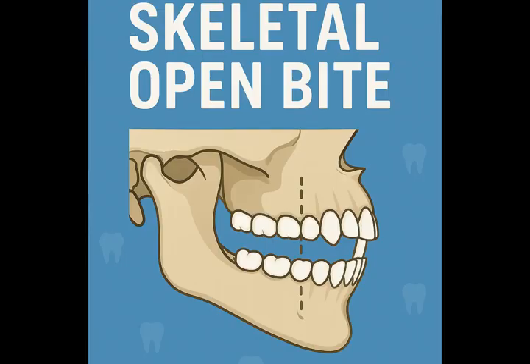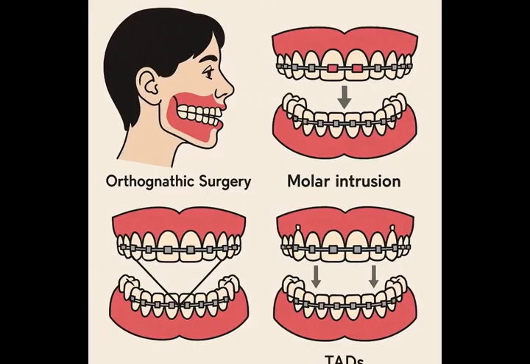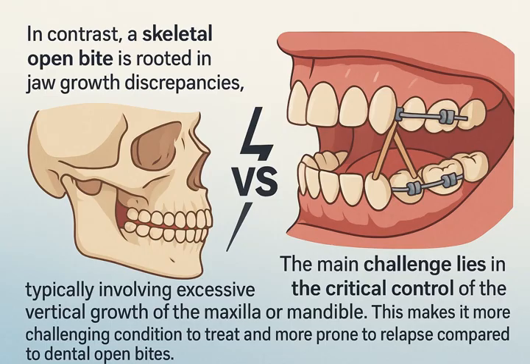incisors. Skeletal open bite. In contrast, a skeletal open bite is rooted in jaw growth discrepancies, typically involving excessive vertical growth of the maxilla or mandible. This makes it a more challenging condition to treat and more prone to relapse compared to dental open bites. The main challenge lies in the critical control of the vertical dimension, as conventional orthodontic mechanics often prove insufficient because they rely on dental extrusion rather than true skeletal correction. Patient cooperation with elastics or other appliances also plays a significant role in the overall success of treatment.